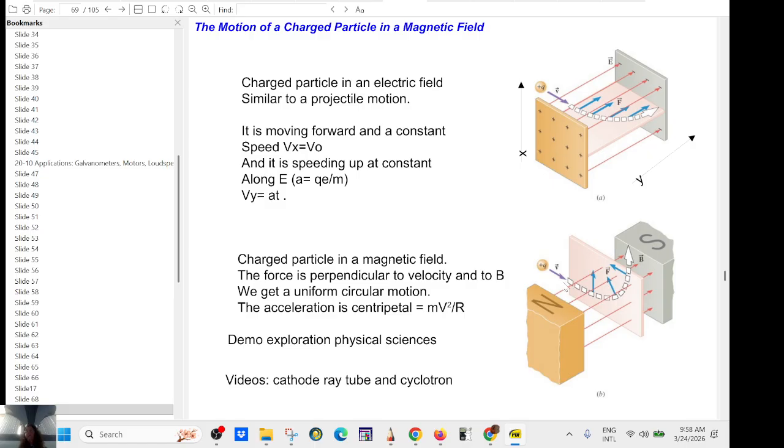And the particle is trying to spiral around the magnetic field. It's trying to go around the magnetic field lines. The magnetic field makes it go around the field lines. Okay, so that's a centripetal force. That's F equals ma, but now you have a centripetal acceleration. Is that clear?